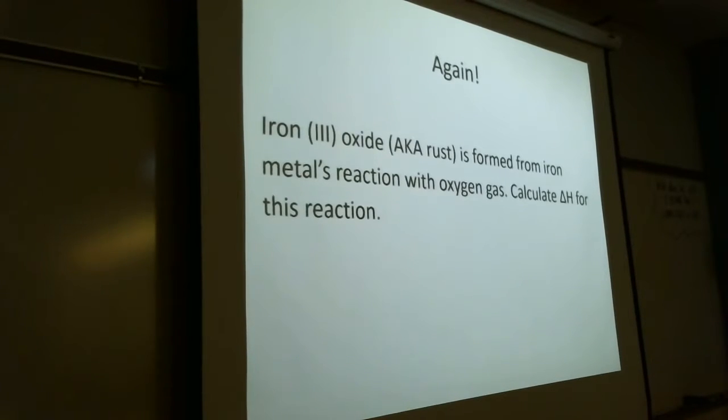Okay, what about this one? Iron 3 oxide, otherwise known as rust, is formed from iron metal and oxygen gas. What's delta H for this reaction?